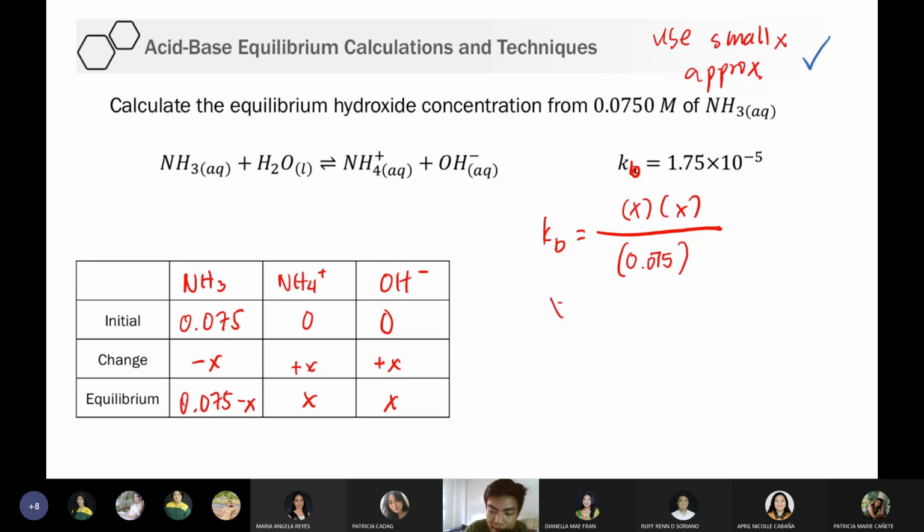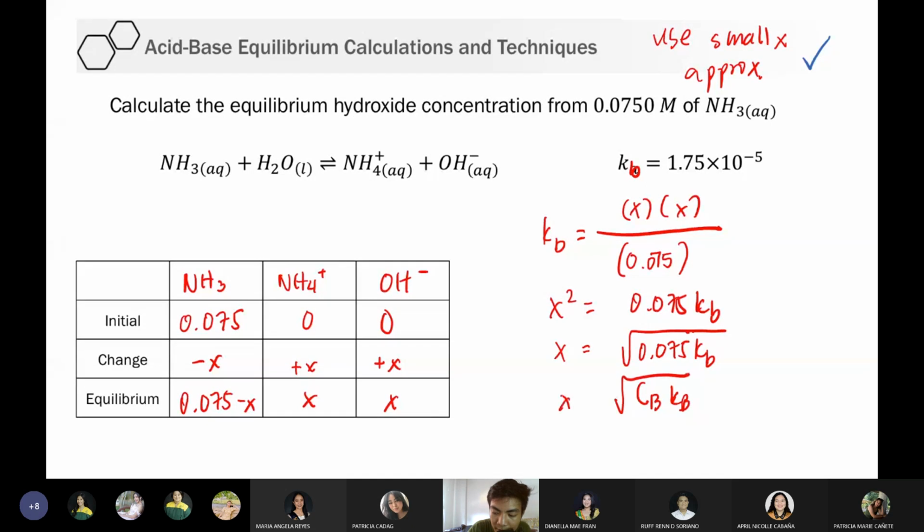Then, you solve for x. That's x squared equals 0.075 Kb. Yung cross multiplication. Solve for x, square root of concentration of base times the Kb. Okay? CbKb. Di ba? Easy. Ang bilis na. Pag na-master nyo na to, you can answer the problem within 1 minute lang. So, x is 1.15 times 10 raised to negative 3.